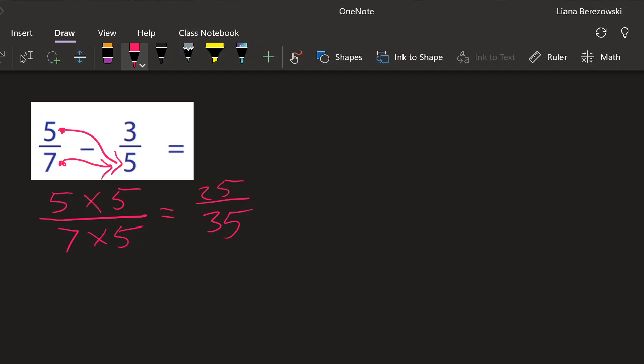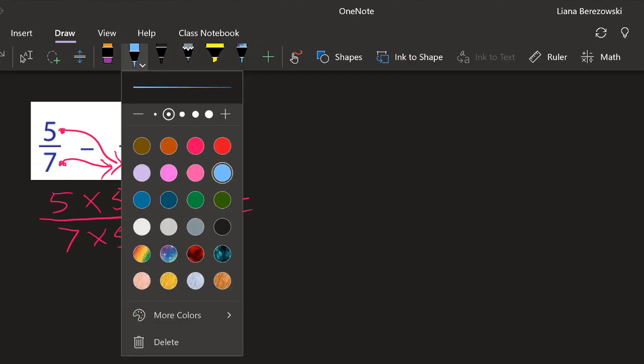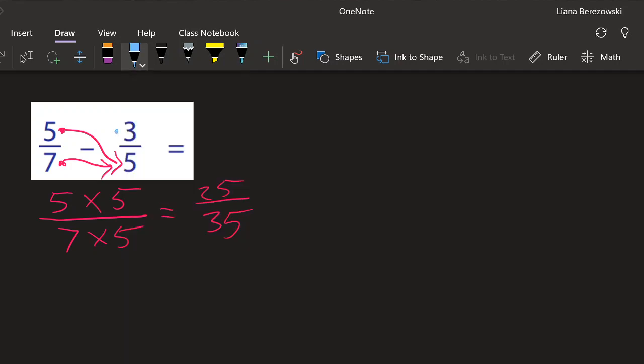Okay. Now we're going to do the same thing for our other fraction here. So we're going to take the numerator of this fraction, so that's going to be 3. And we're going to multiply it by the denominator of our other fraction. So we get 3 times 7. Okay. We're going to take the denominator from this fraction, so this 5, and we're going to multiply it by the denominator of the other fraction. So we get 5 times 7. So we do our multiplication. We end up with 3 times 7, which is 21, and 5 times 7, which is 35.